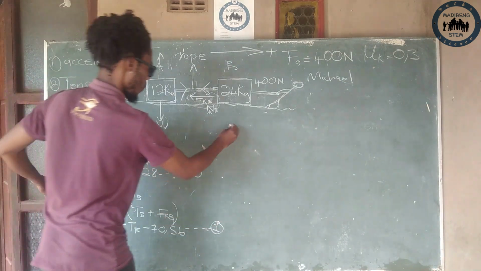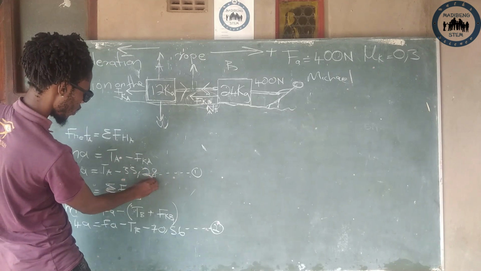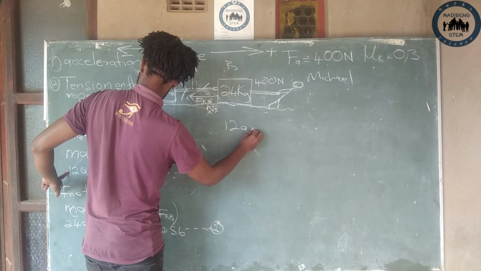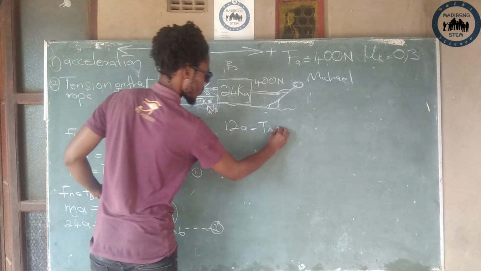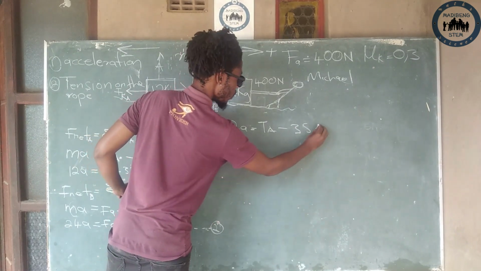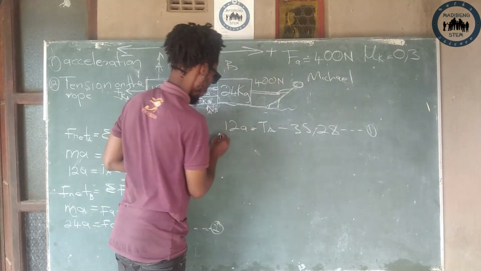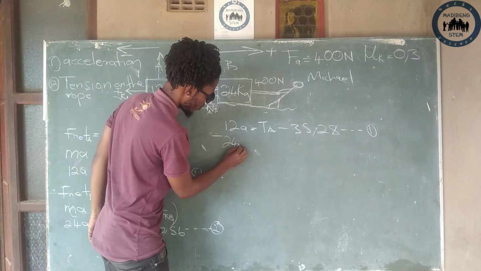This is our first equation, which is 12a is equal to TA minus 35.28. This is our first equation. So we use the elimination method. So now we have 24a.